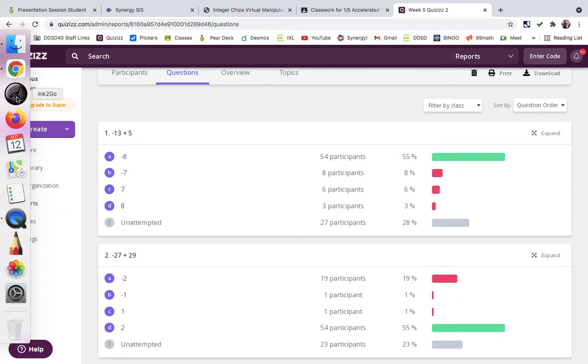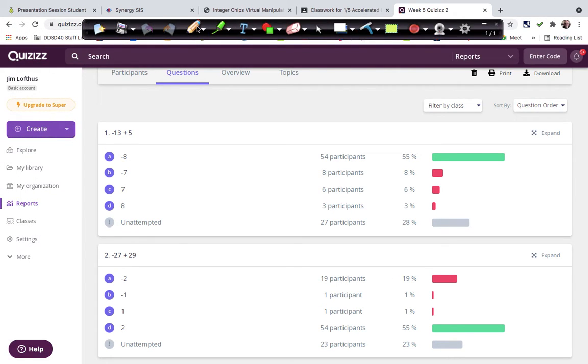So I'm going to get my pen and we'll make it red and we'll do negative 13 plus 5. There. It's a negative and a positive, so we find the difference. The difference is 8. There's more negative, so it's negative 8. That was A.